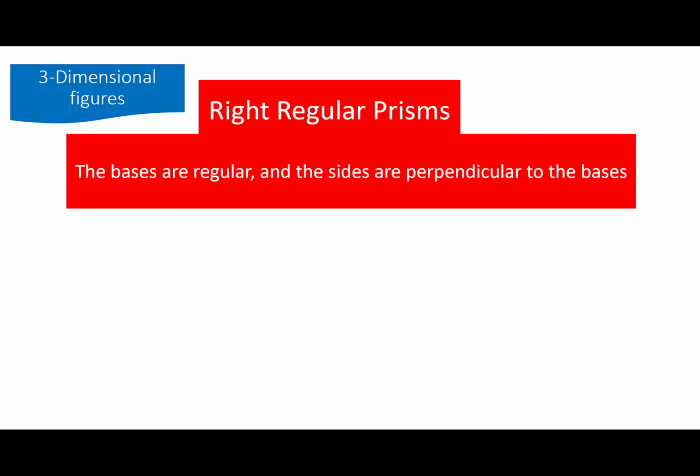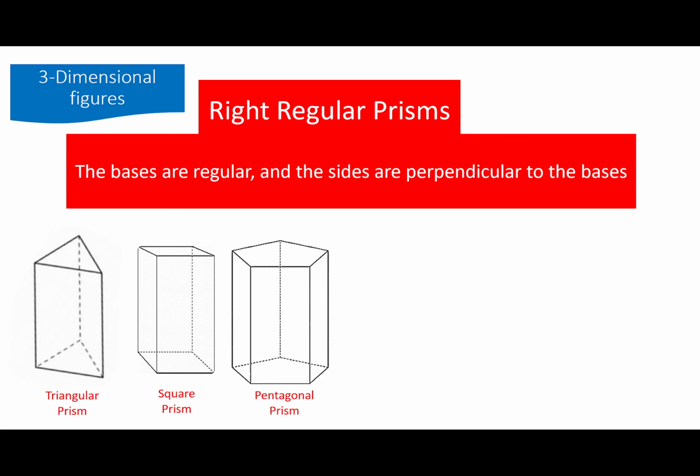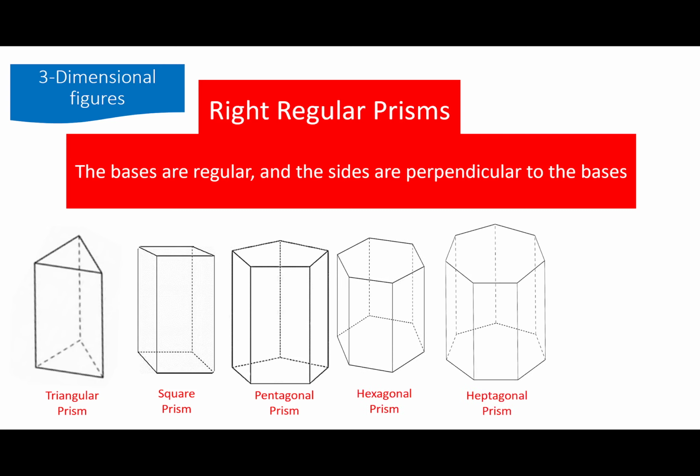The bases are regular and the sides are perpendicular to the bases. Triangular prism, square prism, pentagonal prism, sometimes we call it pentagon prism, hexagonal prism, heptagonal prism, octagonal prism.